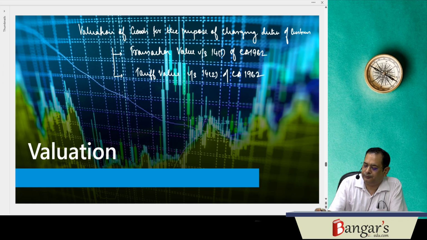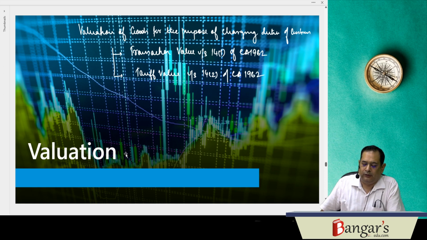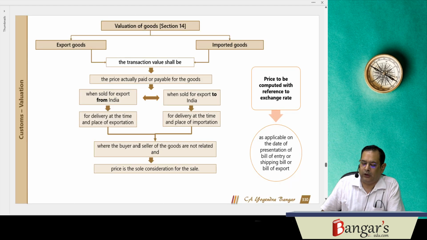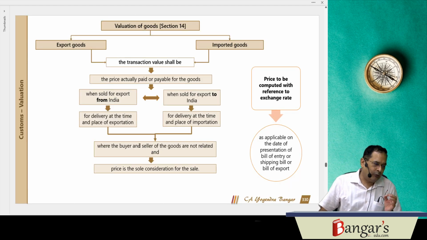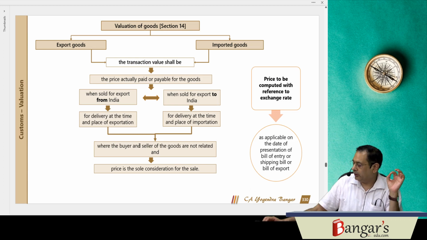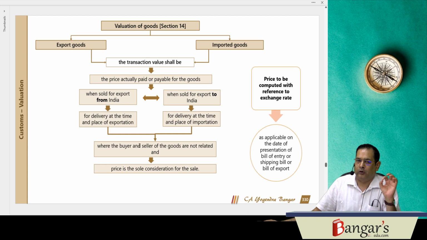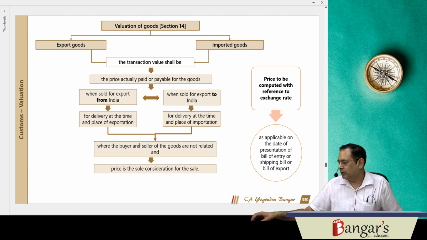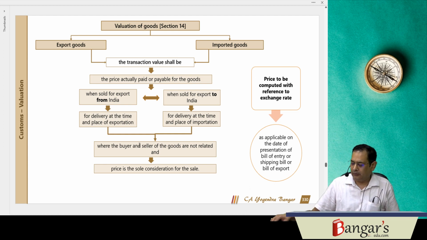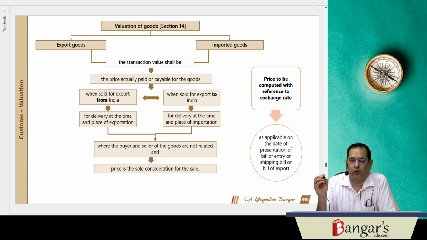Now here, let us start with section 14. Basically, the provisions of section 14 are applicable for valuation of imported goods as well as what? The valuation of export goods. For imported goods as well as export goods, the provisions of section 14 are basically applicable. So the provisions of section 14 are applicable for valuation of imported goods as well as export goods.